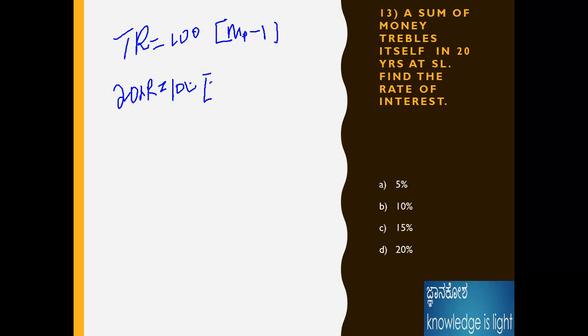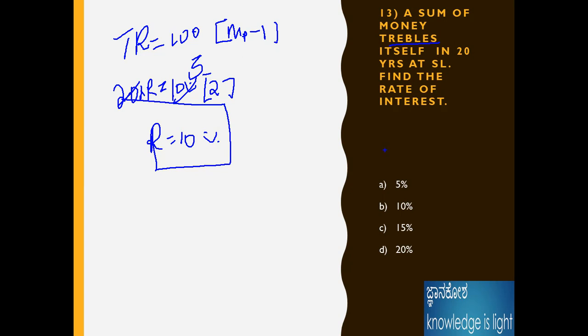Triple means 3 minus 1, which is 2. Directly I have written: triple means 3 minus 1, that's 2. Therefore 20 R is equal to 200, R is 10%. Therefore R is equal to 10. Either you can choose this method or that method. The answer should be the same. Whichever method is preferable to you, choose that method. Okay, next problem.